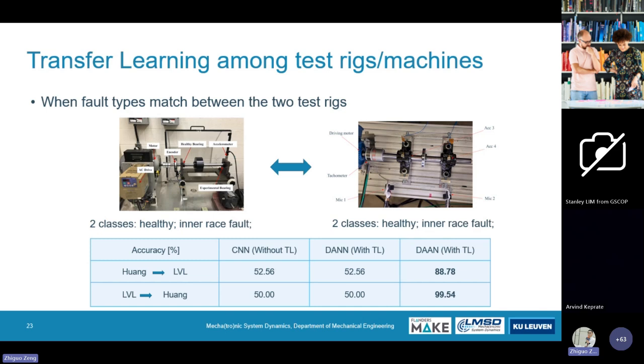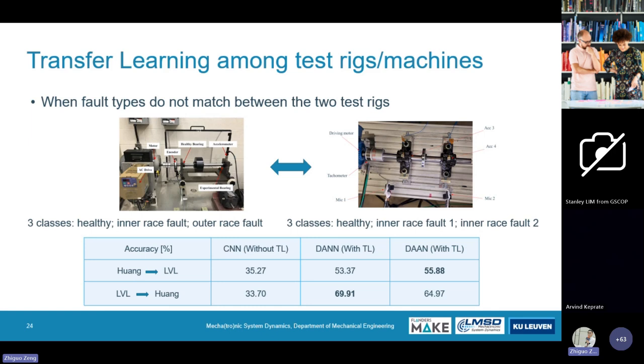There we can see that with the transfer learning, the results are improved. In this case, and this is quite important, we try to do a transfer learning between machines, from Ottawa University to Leuven, and from Leuven to Ottawa University. But here what we should keep in mind is that the classes are 2 and they are the same. In this case, the methodology worked quite well.